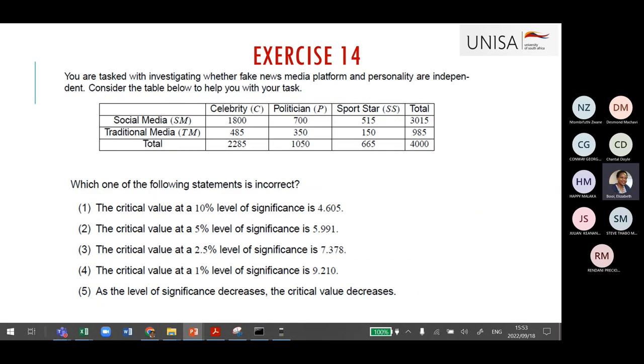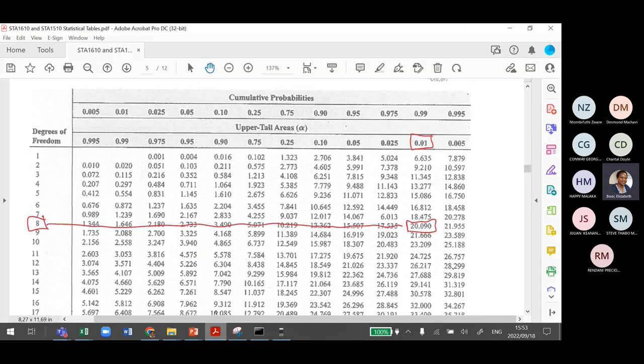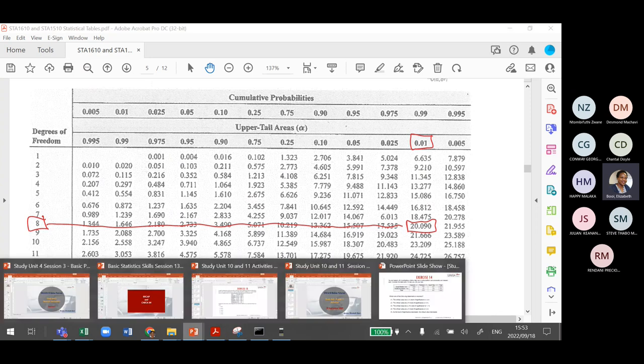Okay, so on this one as well, you just need to state your critical value, find the critical value, and select which one that is. Or you can say, based on the critical values that you're looking at, when the level of significance decreases, does the critical value decrease? And you can also look at this: when your critical values are decreasing, do these values decrease as well, or are they increasing? But that is something that you need to figure out.